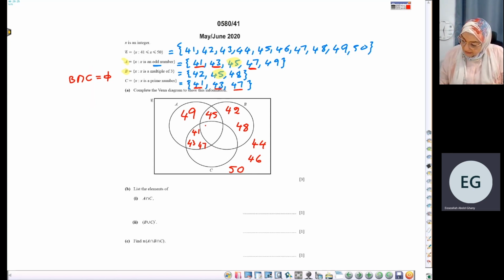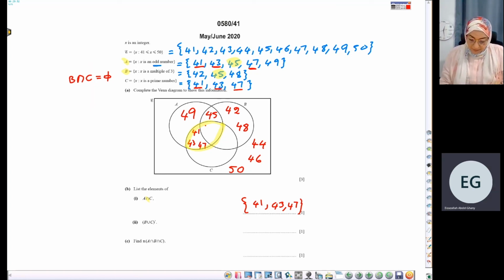Now list the elements of A intersection C. A intersection C looks like the convex lens between A and C. We knew them already from the beginning. A intersection C has 41, 43, and 47. These elements are odd and prime.